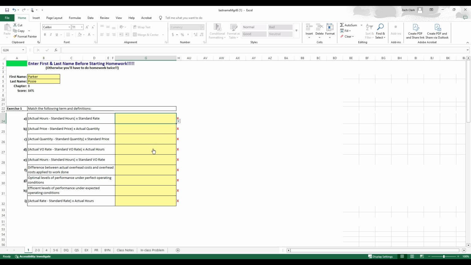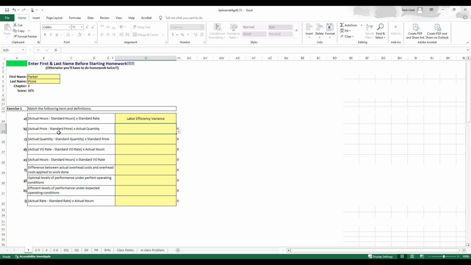Our first one is our variable. Oh, wait, no, we have actual hours minus standard hours times the standard rate. So if we're doing the standard rate and we've got actual hours, that's going to be talking about the labor efficiency. So we're looking at labor. So we're saying actual minus our standard. So how many hours did we actually use? And then let's go on to the next one.